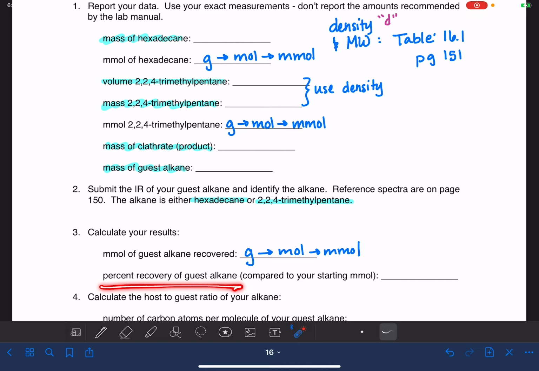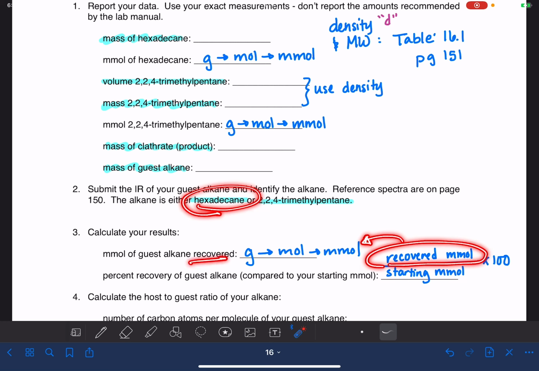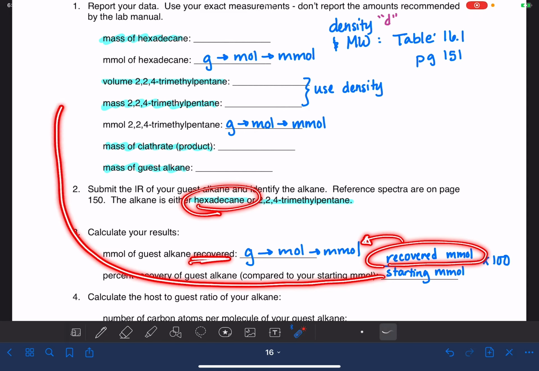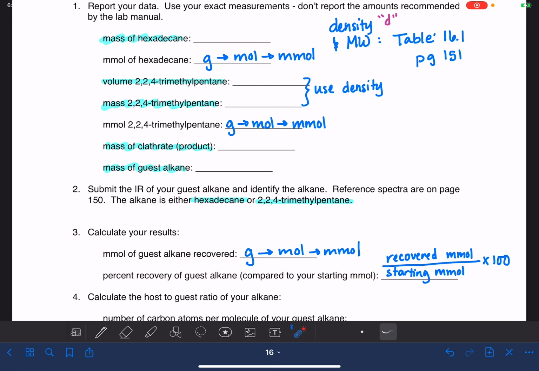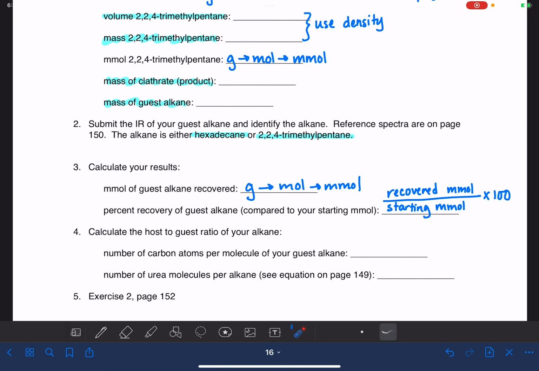And then the percent recovery, that's going to be compared to the starting amount. So that would be your recovered millimole divided by your starting millimole, and then multiply that by 100. Let's say you have hexadecane: your recovered millimole, that's what you calculated in this part, and the starting millimole of hexadecane, that's this up here. Multiply by 100.